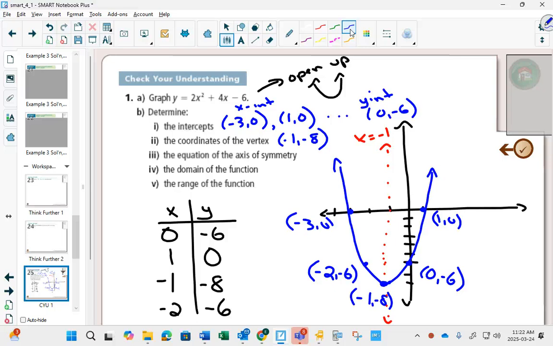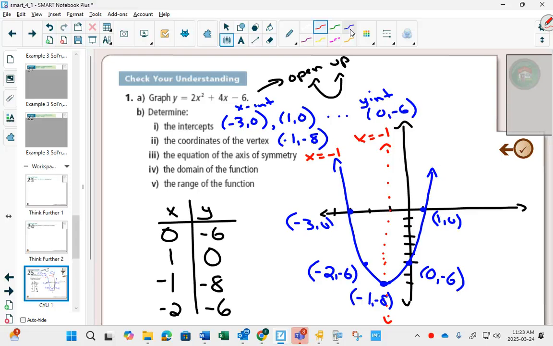The equation of the axis of symmetry, x equals -1, it's always x equals, and it'll always be the x coordinate of your vertex. Remember from grade 10, vertical lines are always x equals lines, and the reason they're always x equals is because every single point on this dotted red line would have the same x coordinate. The x coordinate always equals -1, and that's why the equation is x equals -1.